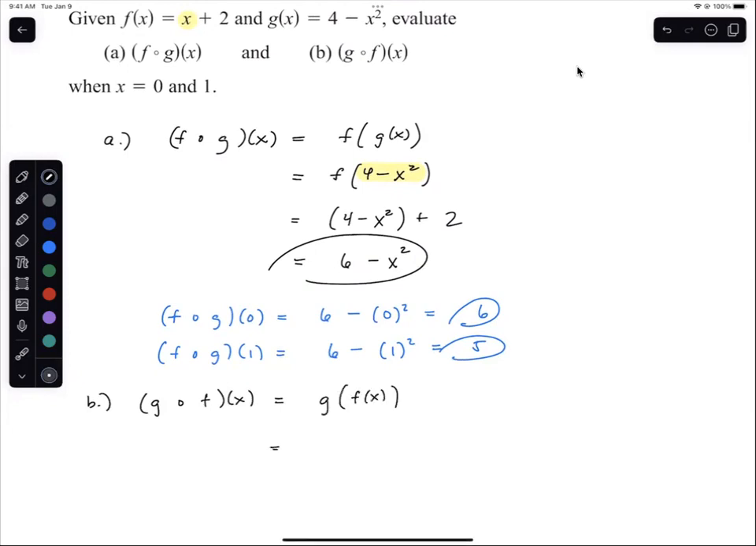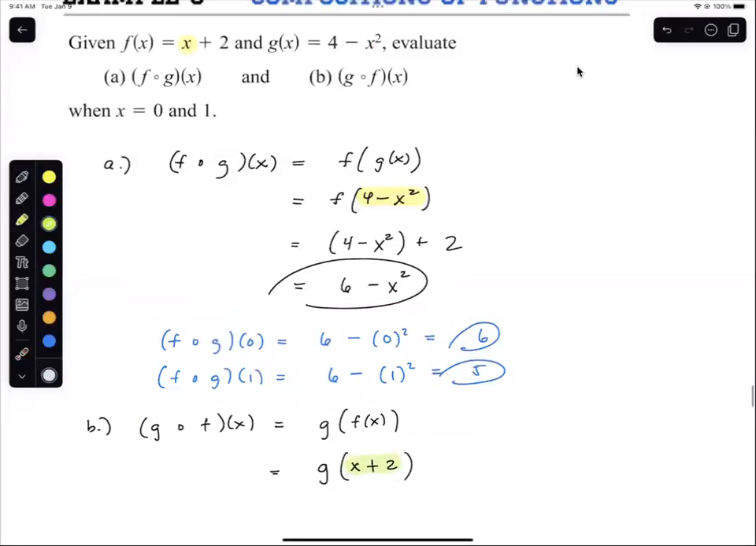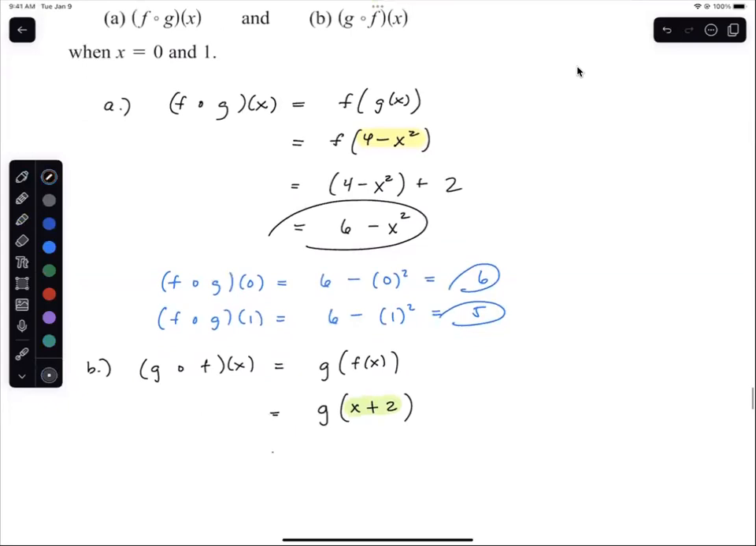So that's going to be wherever you see an x in g, we're going to replace it with the entire f of x function. So here, x is right here. So the x squared. So I'm going to replace this x with x plus 2. So it's going to be 4 minus parentheses x plus 2 squared.